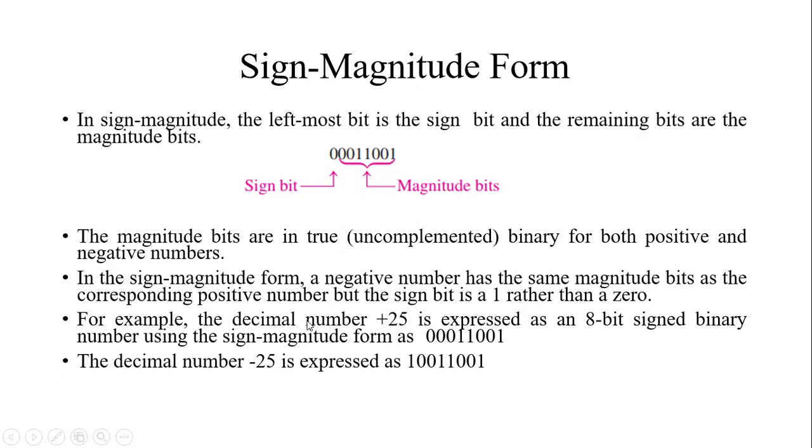For example, the decimal number plus 25 is expressed as an 8-bit signed binary number using signed magnitude form as 0 0 0 1 1 0 0 1. So these 7 bits are magnitude bits and this is the sign bit, so it's a positive number. The decimal number minus 25 is expressed as 1 0 0 1 1 0 0 1. The sign bit is 1 and the magnitude bits are the same as for plus 25.